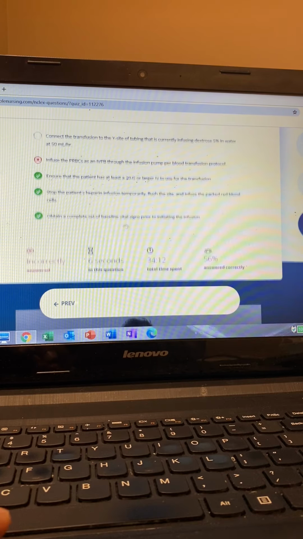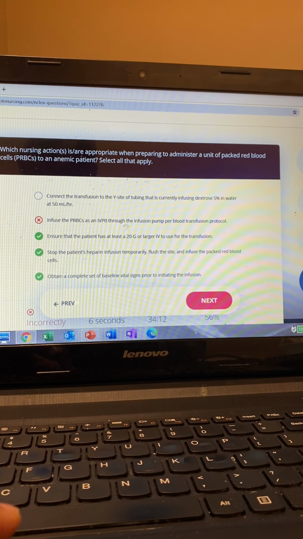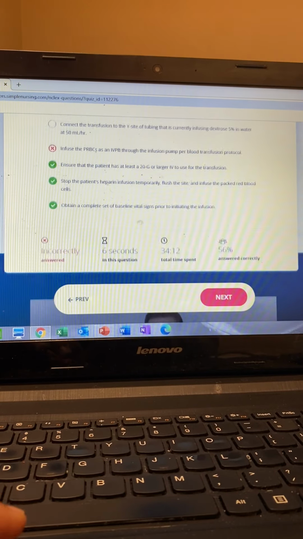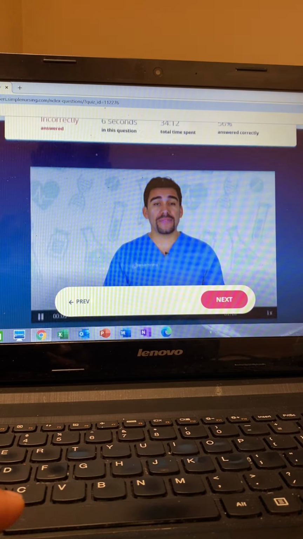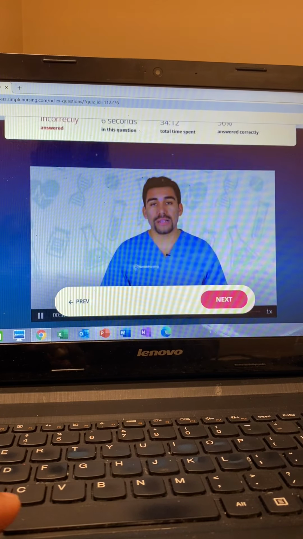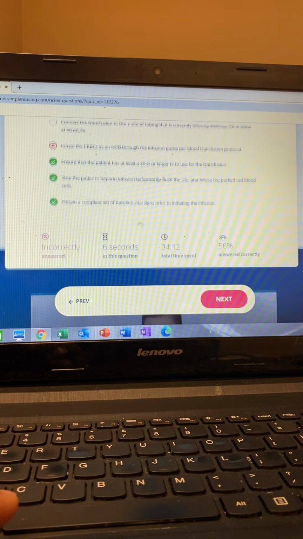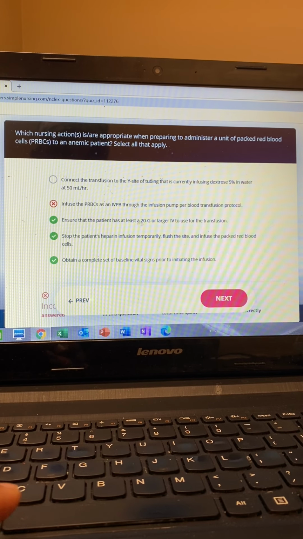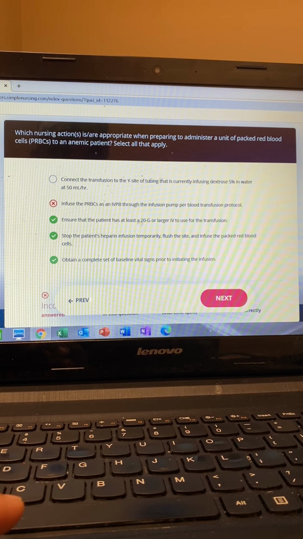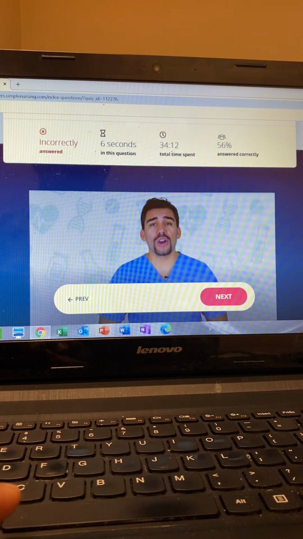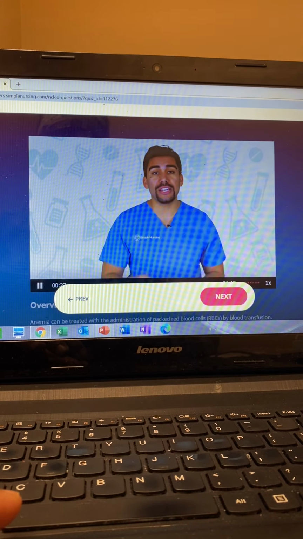Now using our 3 steps, let's break this down. This question's asking for the appropriate nursing actions for the key problem, preparing to give a patient with anemia a blood transfusion of packed red blood cells. So the biggest thing we're thinking about before we go to the options here, we have to have a patent IV, correct equipment, and closely monitor those vital signs. So the solution is the correct things to do for the patient.